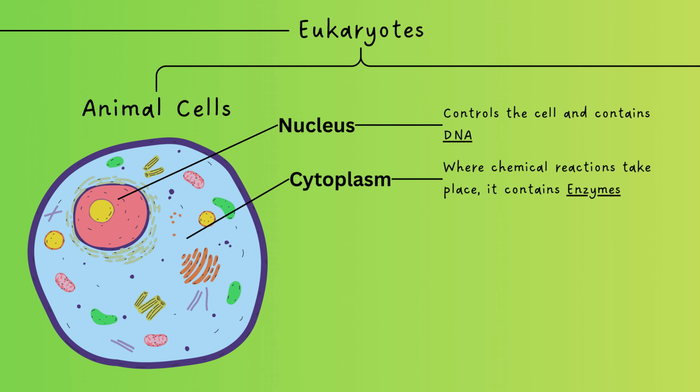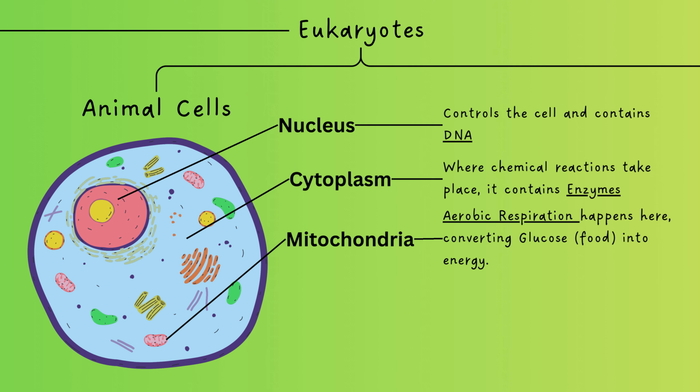All through the centre of the cell is cytoplasm. This is where all the chemical reactions take place, and it contains enzymes, which we'll talk about later. This is the stuff that everything's floating in.